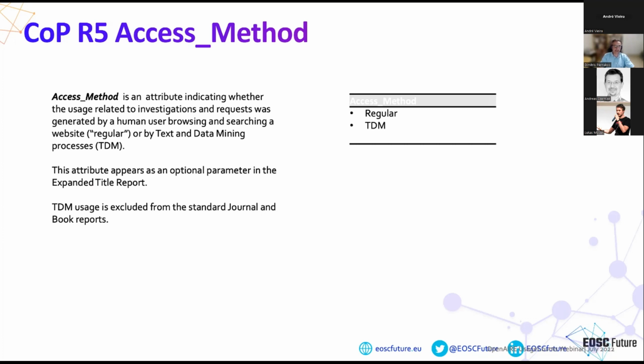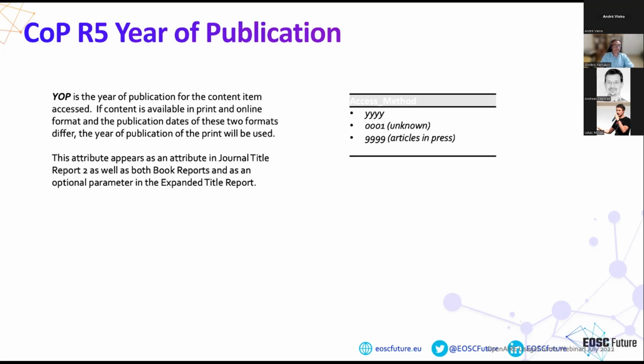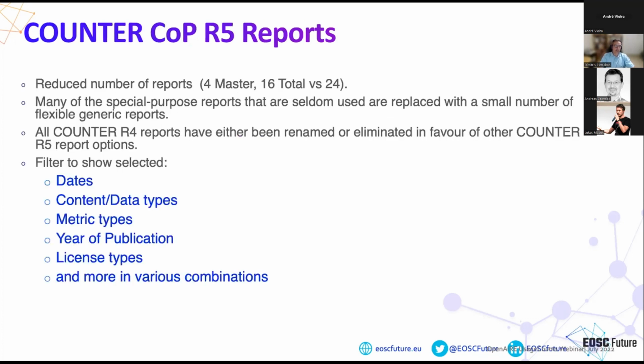So we have regular and TDM access methods. And the year of publication is the year of publication for the content item accessed. If content is available in print and online format, and the publication dates of these two formats differ, the year of publication of the print will be used. And so in terms of reports, we have a reduced number of reports, and all COUNTER Release 4 reports have either been renamed or eliminated in favor of other COUNTER Release 5 report options.